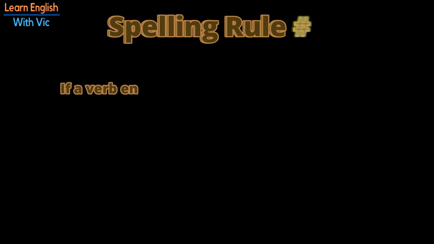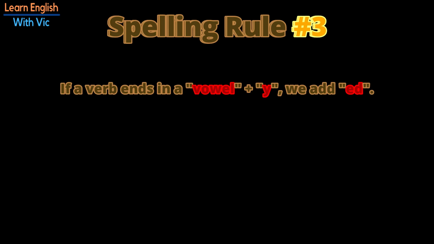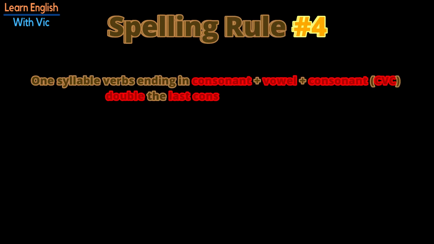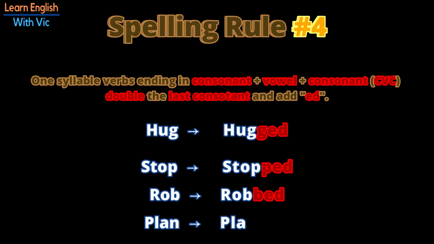Spelling rule number 3, if a verb ends in a vowel plus y, we add just ed. For example, played, stayed, enjoyed. Spelling rule number 4, for one-syllable verbs ending in consonant plus a vowel plus a consonant, we just double the last consonant and we add ed. For example, hugged, stopped, rubbed, planned.